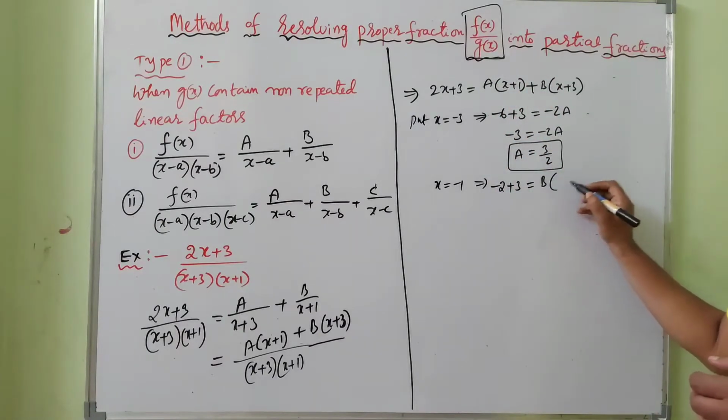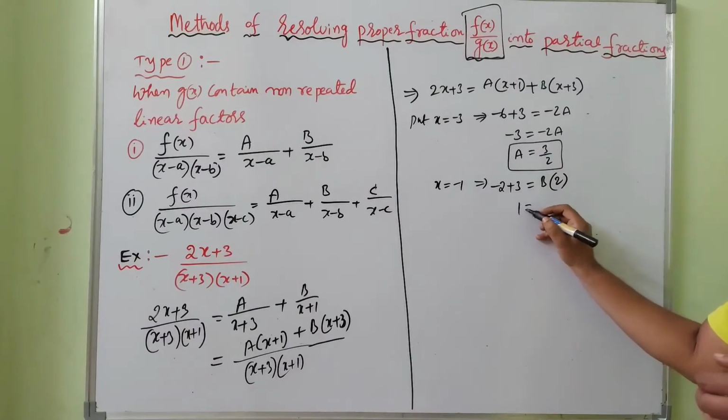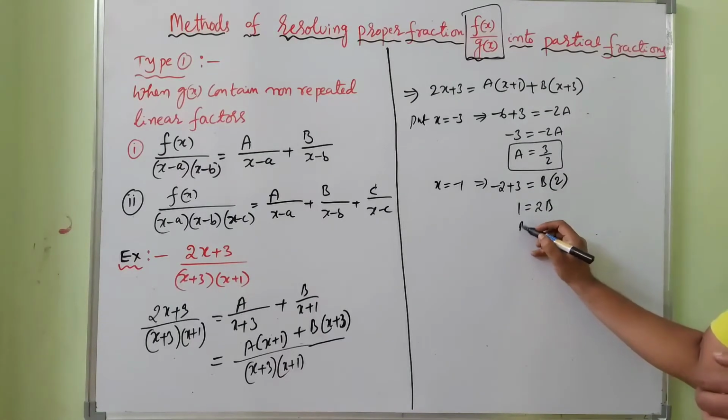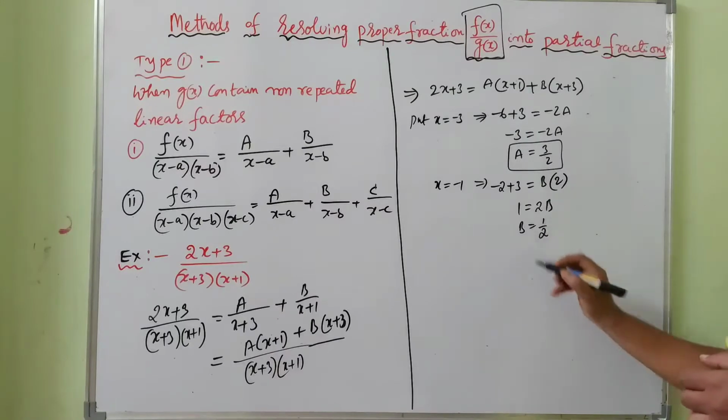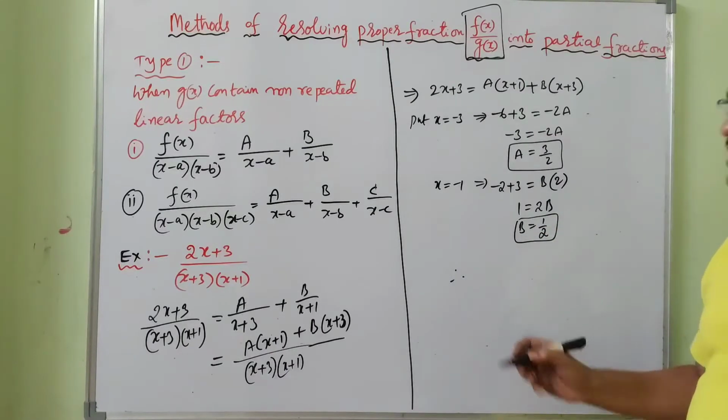Now we will get b into minus 1 plus 3 is 2. So this is 1 equal to 2b. The value of b is 1 by 2. I got a and b. Therefore, I got the partial fractions.